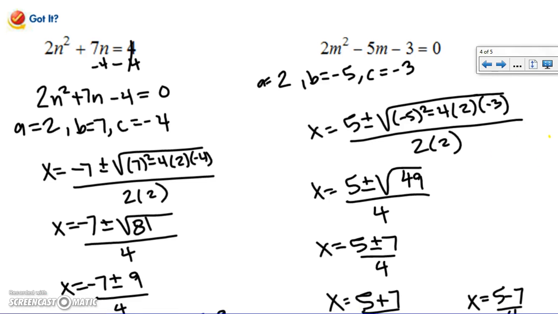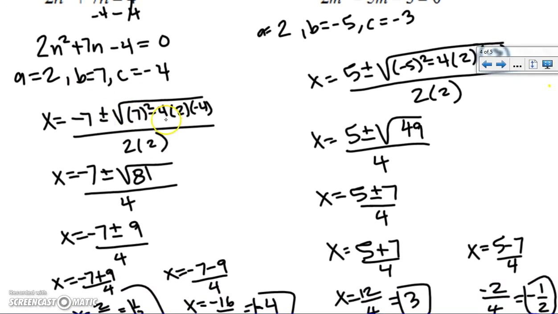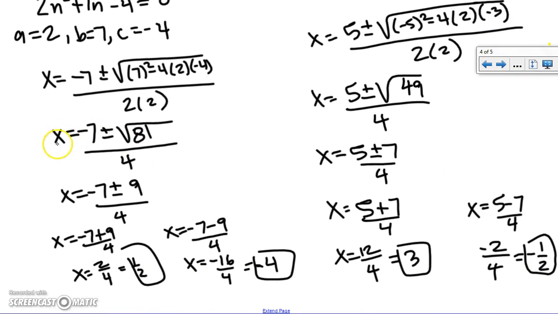Make sure you have followed all the steps necessary. When you plug in here, you do get under the radical 81. The square root of 81 is 9. So then make sure you set up yourself with two answers. -7 plus 9 over 4 and -7 minus 9 over 4. Make sure this is a -7 because it's the opposite of b.